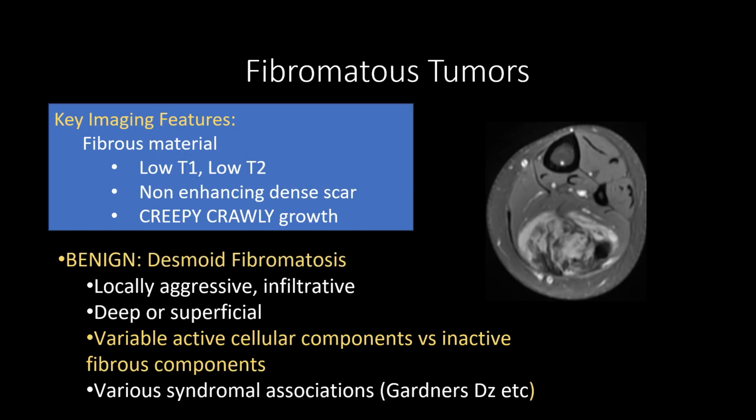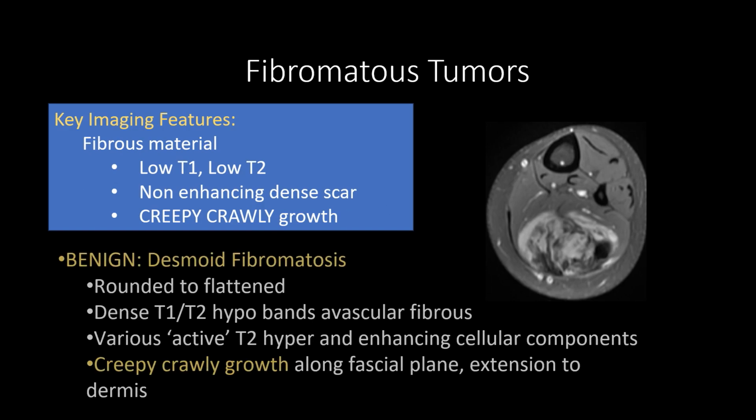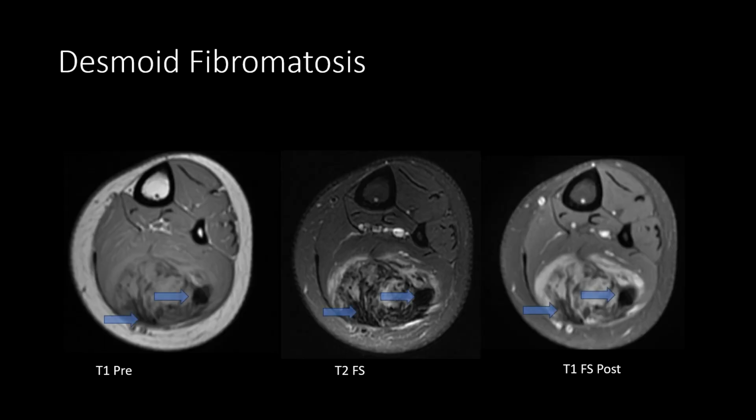Okay, so how about desmoids? Desmoids are also benign, but they're locally aggressive. We see these very frequently, and it's important that we know how these behave. We basically are looking for variable degrees of non-active fibrous components and active cellular components. We're also going to see that creepy, crawly growth along fascial planes and sometimes some extension to the dermis.